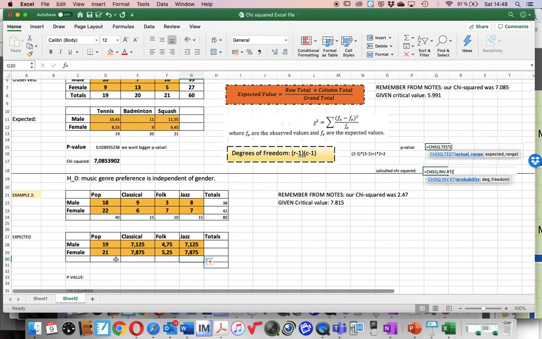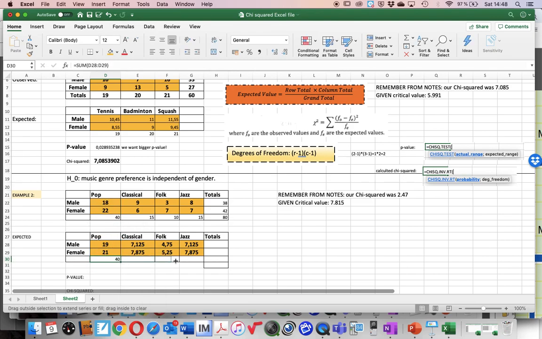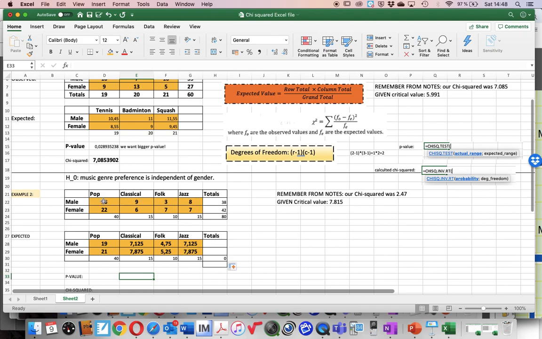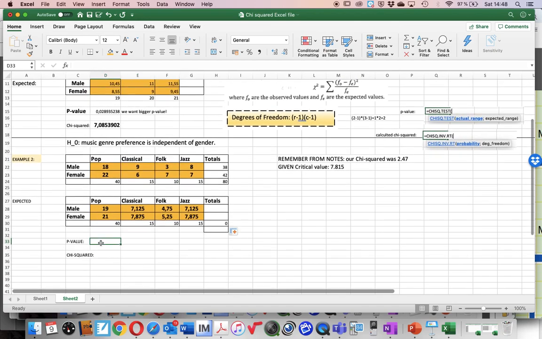Do the second row, and if you want to, you can of course check the totals. They should be the same. I'm checking my expected ones, and they should be the same. All right, so let's finish this off. Now we've populated it, and again, remember the long way was taking each one, subtracting, squaring, and then doing it out of the expected. All right, let's find the p-value, and I've written it right here.